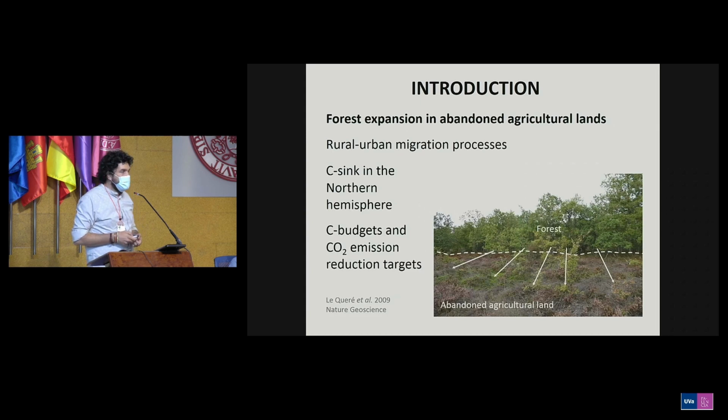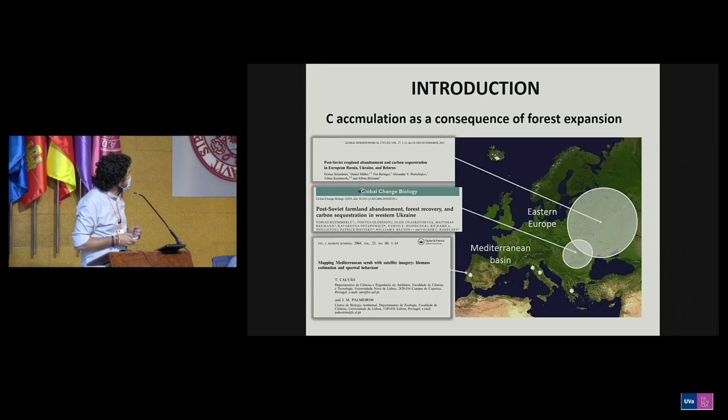last decades. Forest expansion in abandoned agricultural lands has largely contributed to the carbon sink detected in the northern hemisphere as a consequence of the process of CO2 sequestration, which is involved in the vegetation's growth. This process is very important to update carbon budgets and to redefine the CO2 emission reduction targets at country level in all these regions.